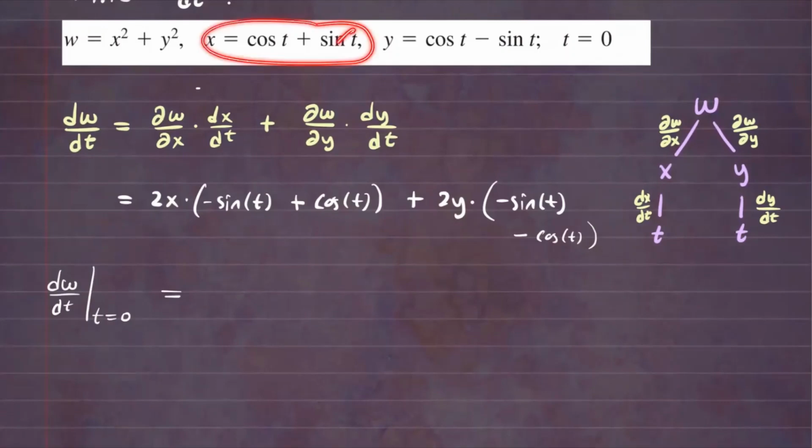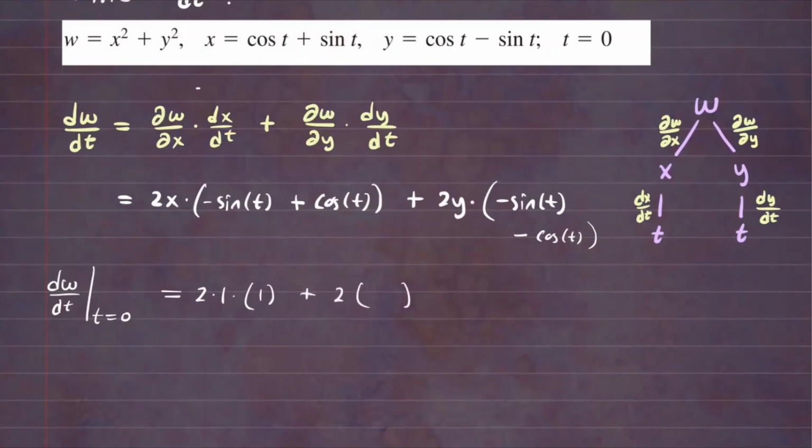So we know sine of 0 is going to be 0. Cosine of 0 is 1. So we will have 2 times x, so that's 2 times 1. And then again, if you plug in 0 here, sine of 0 is 0, so we'll have 0 for that. But here cosine of 0 is 1, so we get 1. Now for the next term, we have 2 times y.